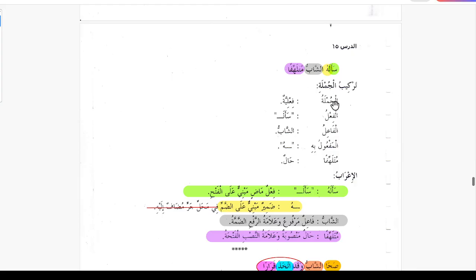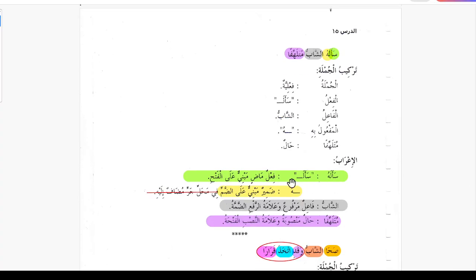So this is a jumla fi'liya. Al-fa'il is sa'ala, fa'ilu ash-shabu is the fa'il. And sa'alahu, who is maful bihi. Mutallahifan is hal. In what condition did he ask? In this situation, this is what he was feeling. This shows the hal, or the feeling of the fa'il.